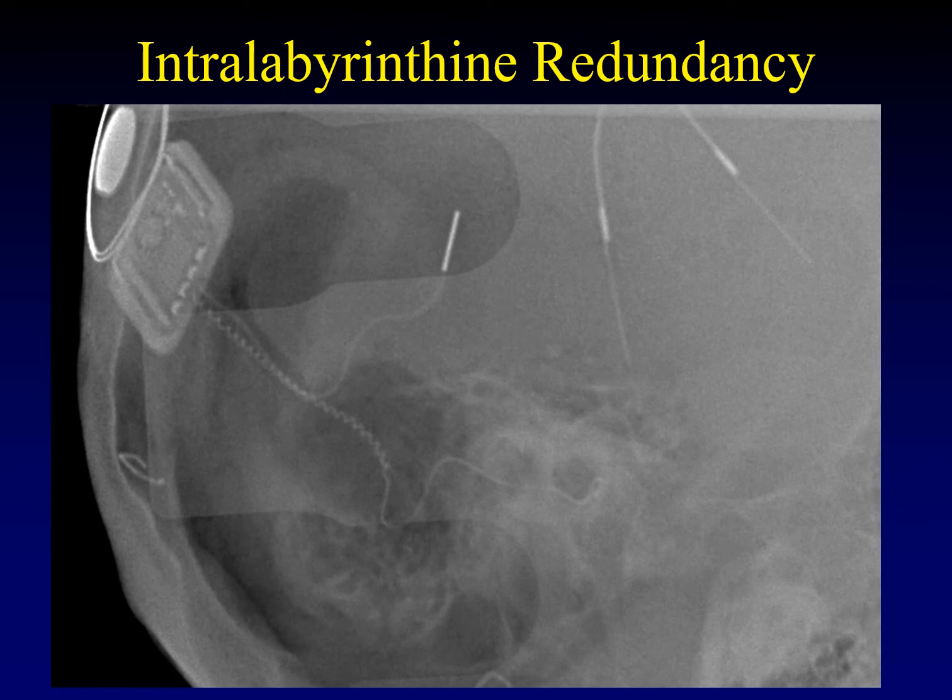Here's an example where the lead has curled back on itself within the cochlea. We call that intralabyrinthine redundancy. You can see it's coming in right about here, where the oval window will be. You can see that this lucency is the cochlea itself, and it's going fine, and then it makes a U-turn, turns back on itself, heads the wrong way. So that's redundancy within the cochlea itself.